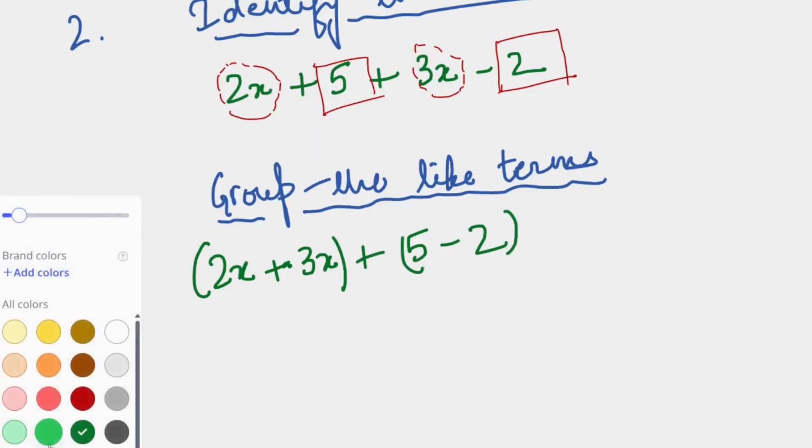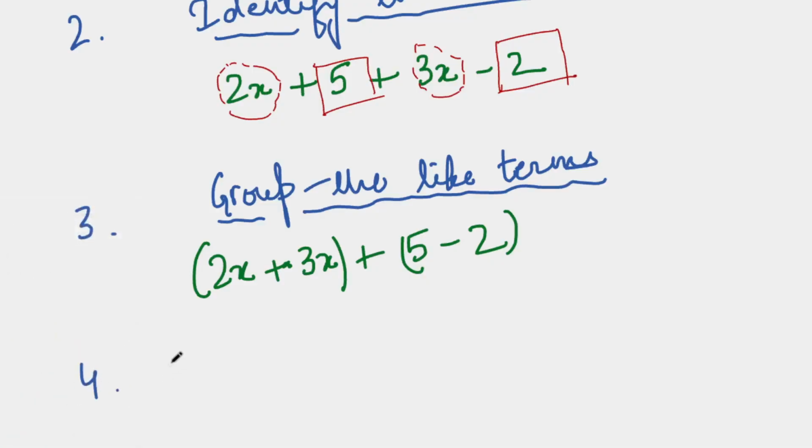Now, coming to our fourth step, which is to combine the like terms. It means we will perform the mathematical operations that are there in the expression. Okay.